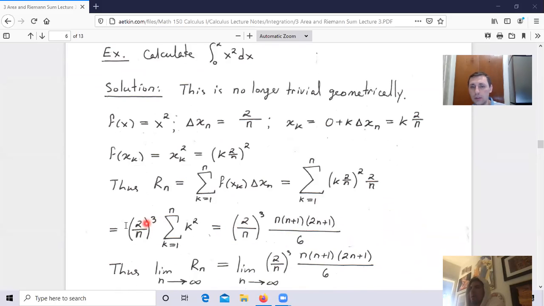And here is what you're left with, guys. You see? It's 2 over n cubed multiplied by the sum k from 1 to n of k squared. Which is 2 over n cubed. And the formula for summing up k squared is n times n plus 1 times 2n plus 1 over 6. Yes? n times n plus 1 times 2n plus 1 divided by 6.